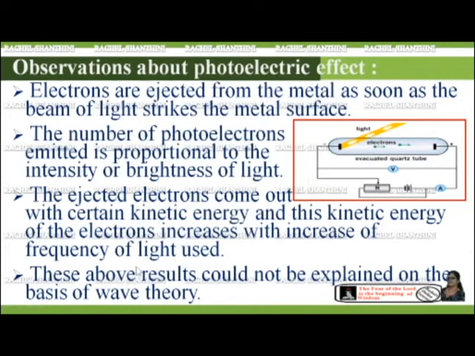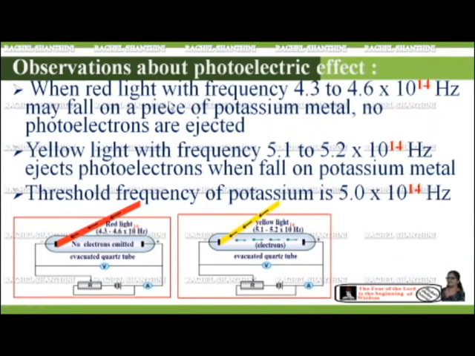But these above results could not be explained on the basis of wave theory, because according to the wave theory, the energy of the light is dependent on the intensity rather than its frequency. In reality, the emission of electrons depends on the frequency of the incident light falling on the metal and not on the intensity of the light. For example, when red light with frequency 4.3 to 4.6 into 10 to the power of 14 hertz falls on a piece of potassium metal, no photoelectrons are ejected.